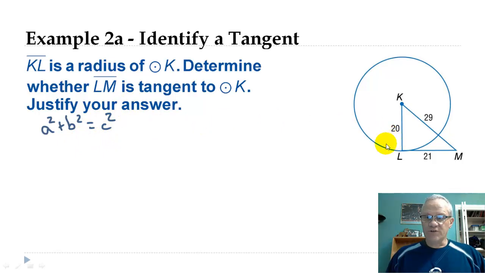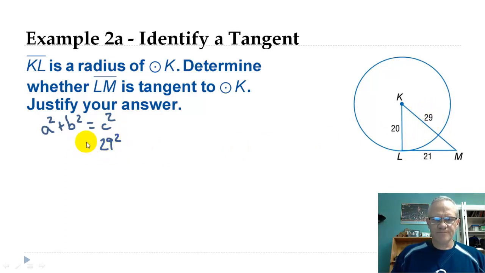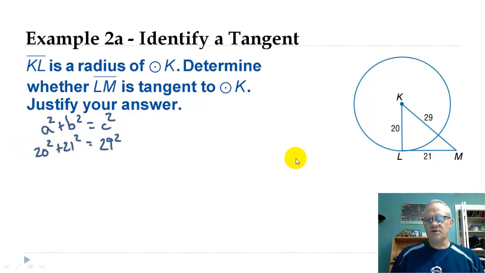Well, which side would be C? The angle that we're trying to prove that's 90 degrees is angle L. So if that's the one that we're trying to show is 90, that means that straight across from that would be C. So 29 would have to be the C here. So we're going to plug in 29. And then 20 and 21 would have to be these other numbers here. So here we have 20 squared plus 21 squared equals 29 squared.